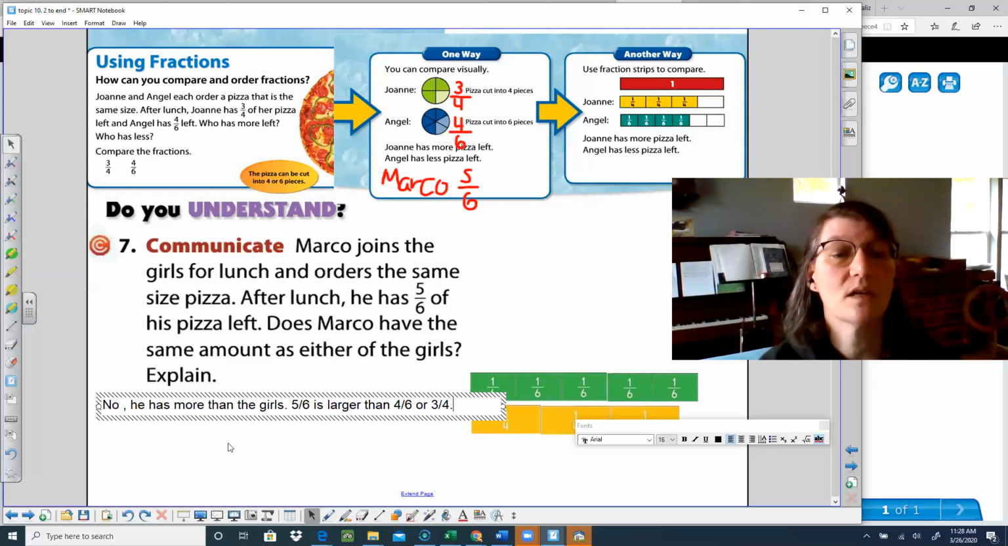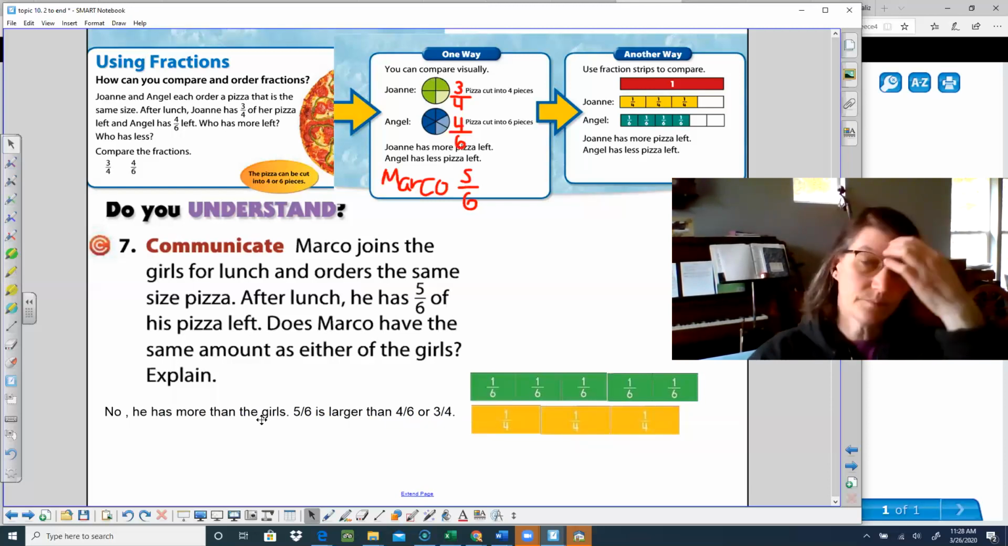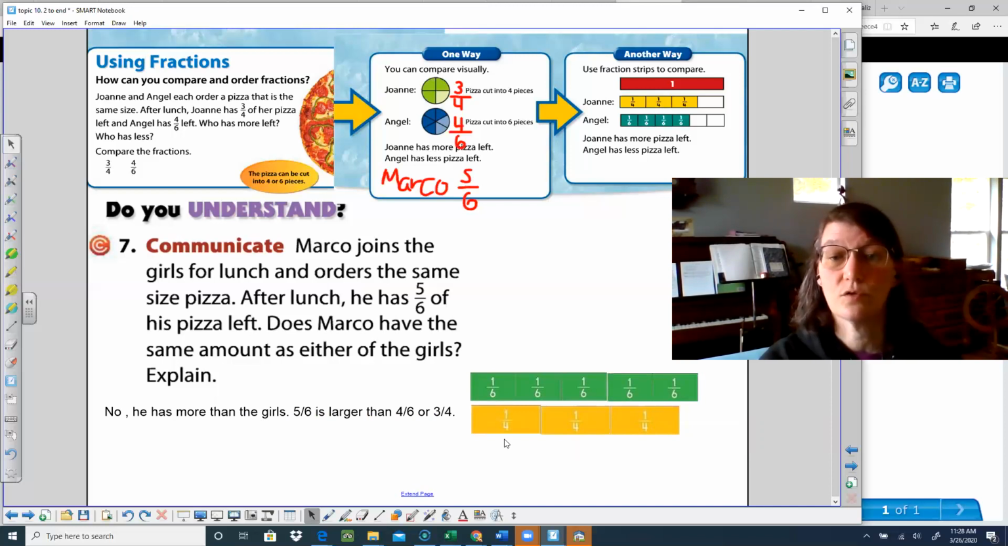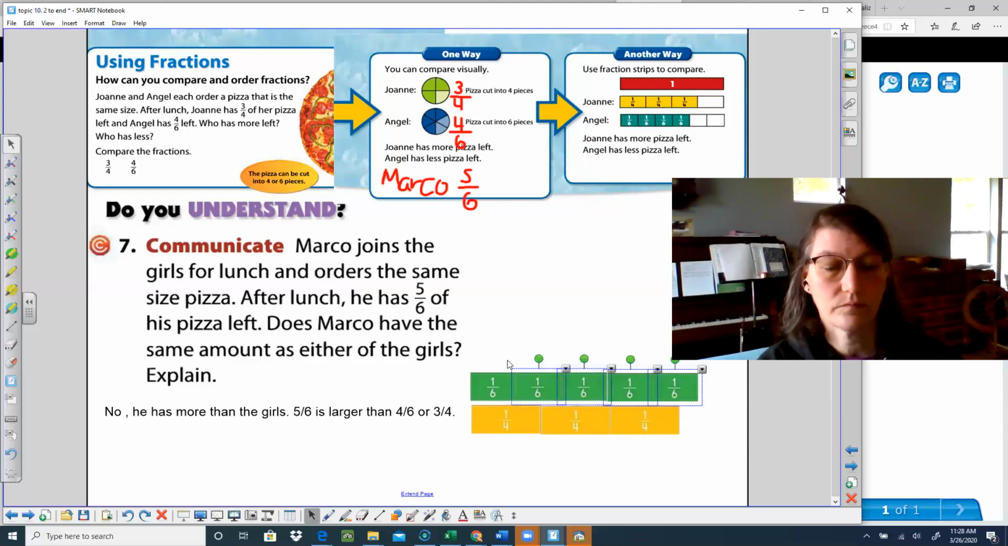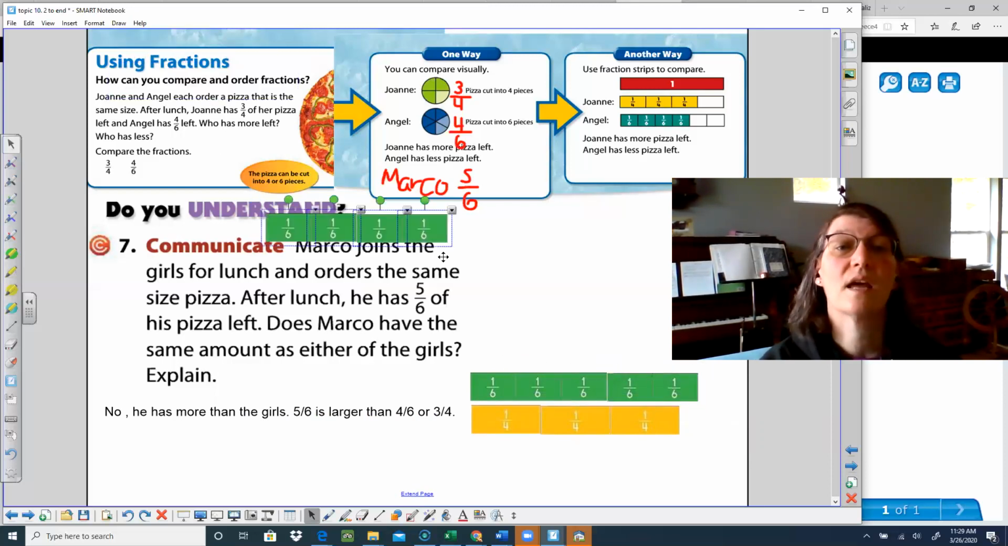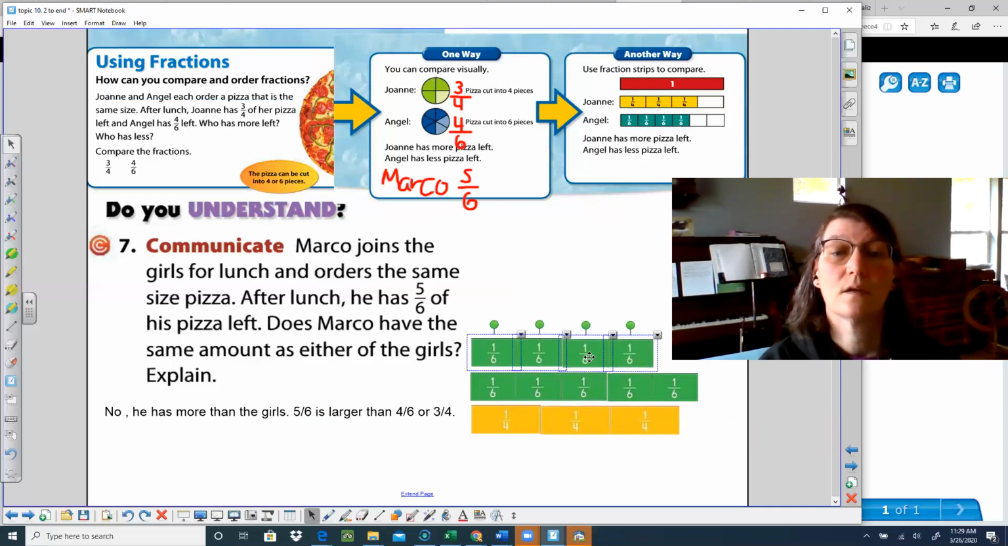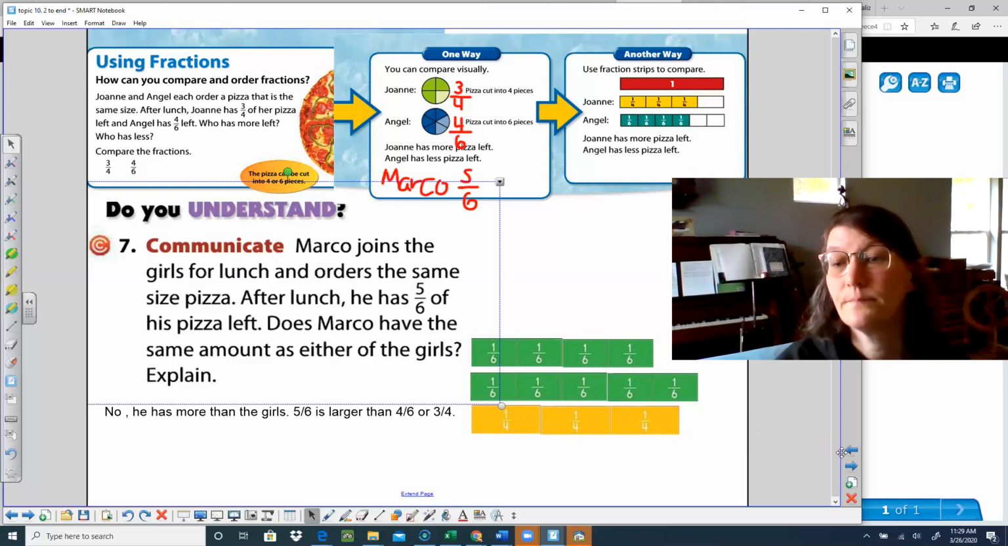So if you need to take a moment to copy that down, please do. If it helps you to draw out the visual, you are welcome to do that. I'm going to real quickly copy paste 4/6 down so that you can see that visual. This was Angel, Marco, and Joanne. And we can clearly see that Marco has more pizza left.